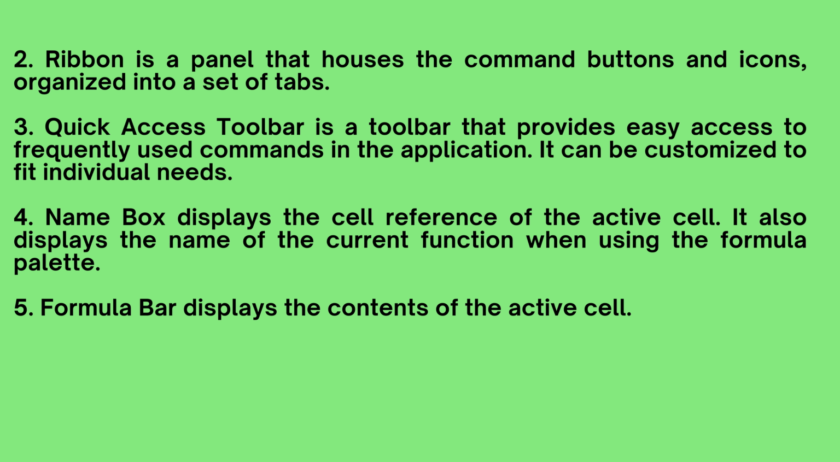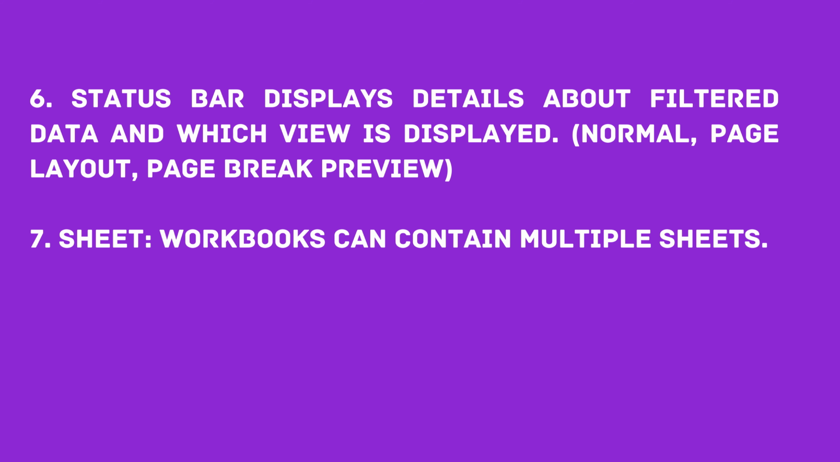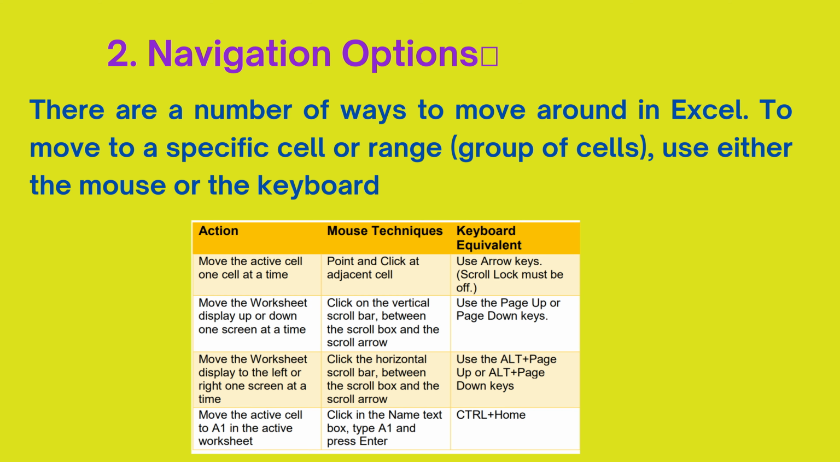4. Name box displays the cell reference of the active cell. It also displays the name of the current function when using the formula palette. 5. Formula bar displays the contents of the active cell. 6. Status bar displays details about filter data and which view is displayed.